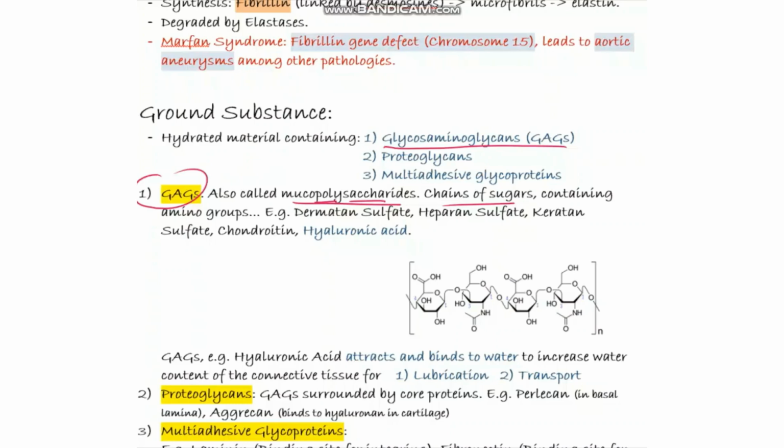So GAGs are the reason behind the hydrated form or gel-like or amorphous form of the ground substance, because they are polysaccharides and they tend to attract or pull water towards where they are present or where they are being secreted. And as we learned earlier, they are secreted by the fibroblast in the connective tissue. Now, GAGs are also polysaccharides that contain an amino group. I'll show you that in a bit, but let me just go over some examples. Some examples of GAGs would be dermatan sulfate, heparan sulfate, keratan sulfate, chondroitin, or hyaluronic acid.